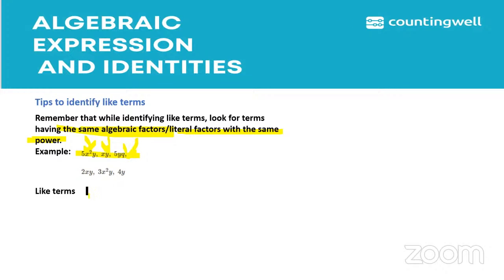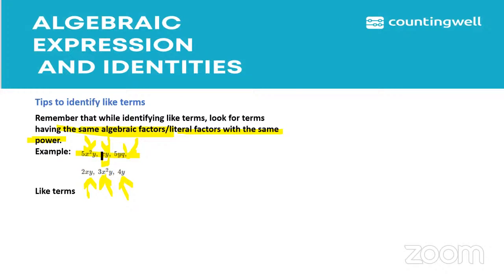In case of the second set of terms, we have x, y. Here we have x, y. Here we have only y. If we take all these algebraic terms together, in all we get 6 terms. Among these 6 terms, if you want to identify the like terms, just look for the same algebraic factors. So which are the terms having the same algebraic variables?